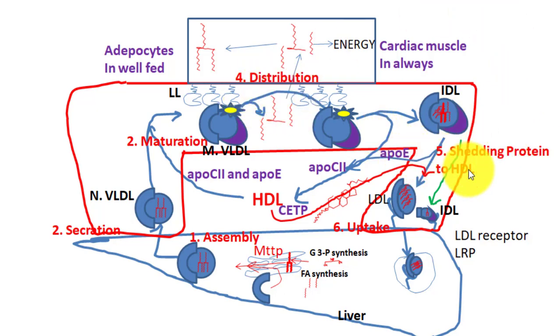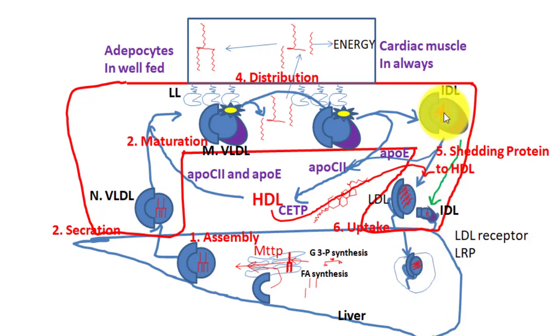After distribution, there is the shedding step. After shedding of the apoC2 apoprotein, this converts into IDL, and then IDL, if it sheds this apoE, converts into LDL. LDL will be taken up by the LDL receptor present on hepatocytes through receptor-mediated endocytosis, and lysis of all this material occurs. The protein apoB100 will release amino acids, which will be recycled, and the fat will also be recycled, or it may be utilized for energy.